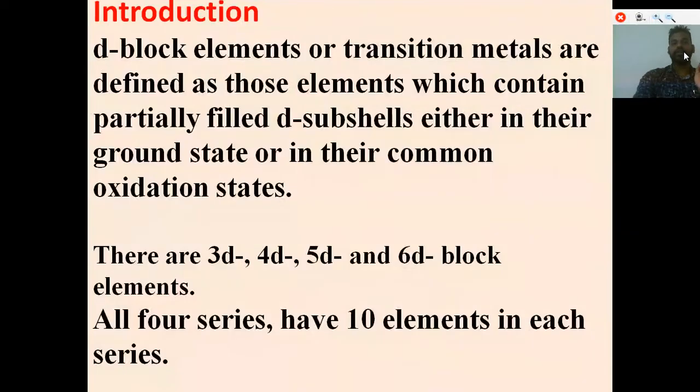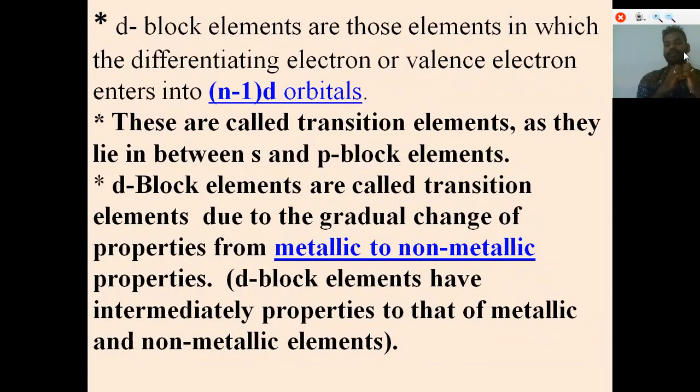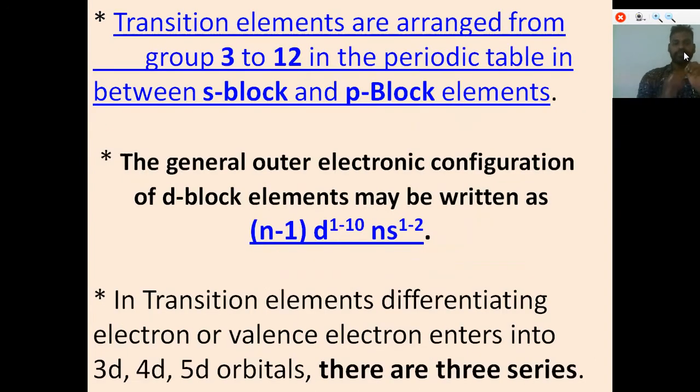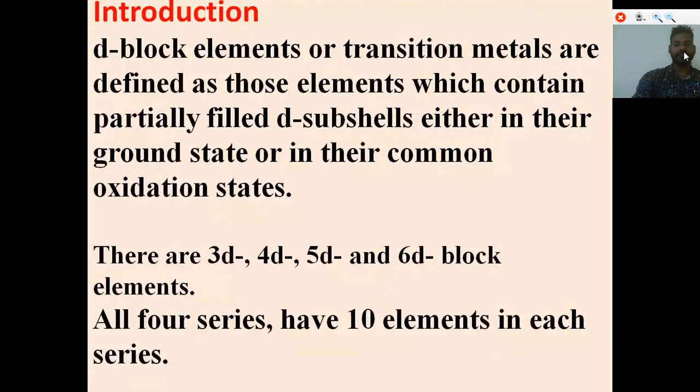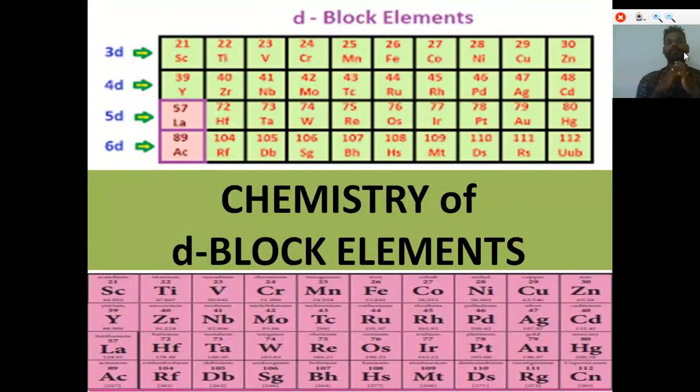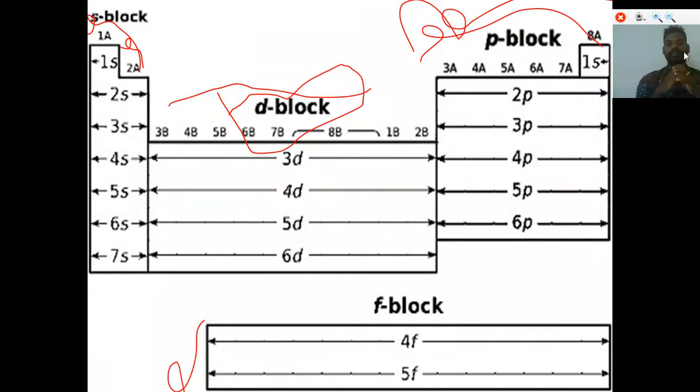So they are called transition elements, because of the gradual change of their character. And then the transition elements are arranged from group 3 to 12. As we know, from group 3 to 12, there are a total of 10 elements in the series. So you can see here group 3 to 12. This is group 12, and this is group 3.